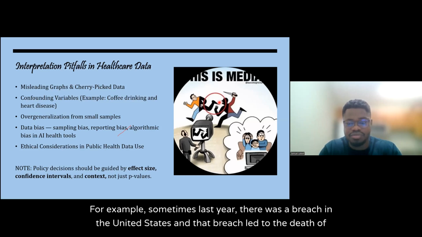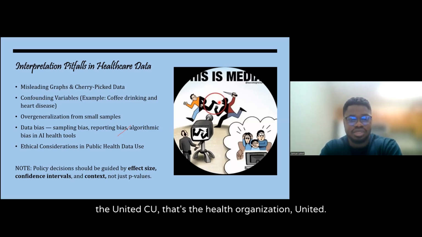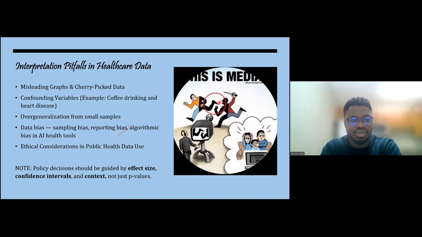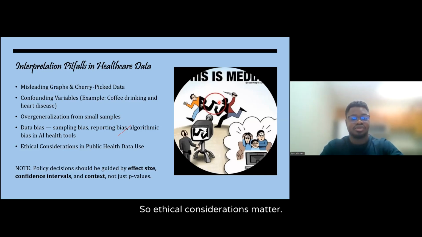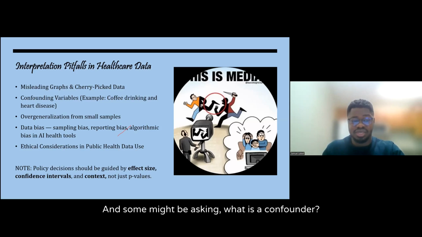For example, sometime last year, there was a breach in the United States, and that breach led to the death of the United CEO, of the health organization, United. He was stabbed on the street because some data in his organization were leaked. So ethical considerations matter. And some might be asking, what is a confounder?